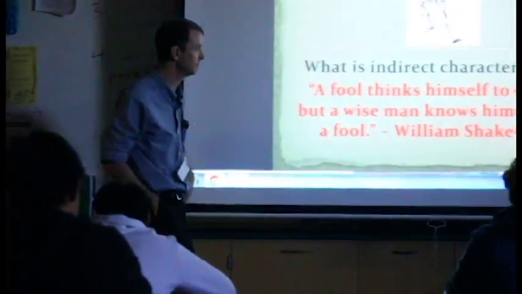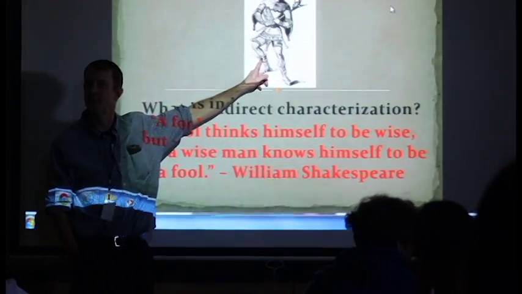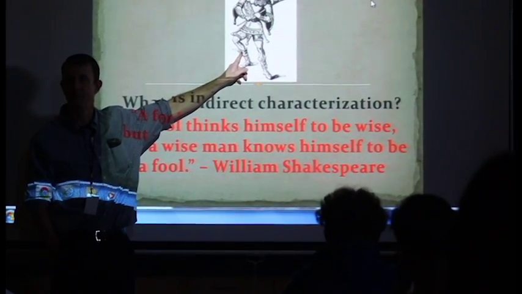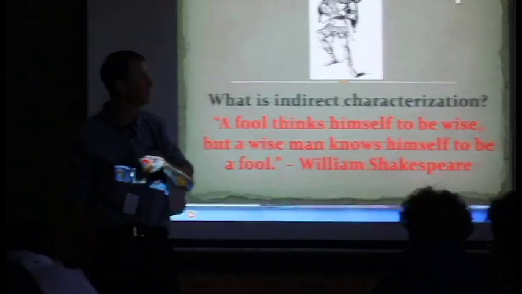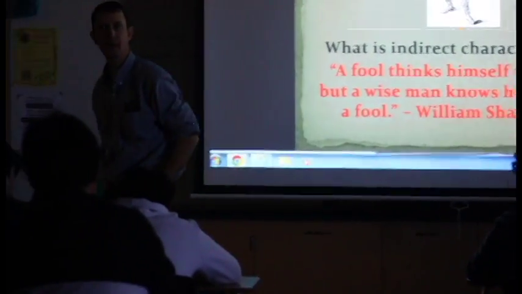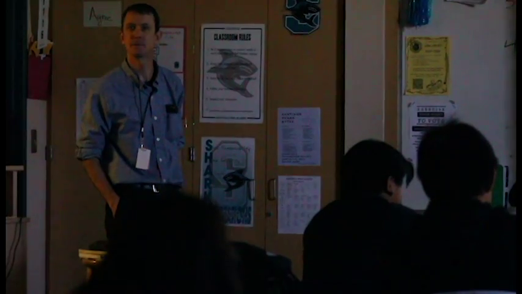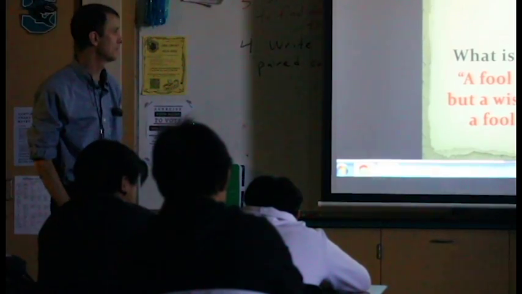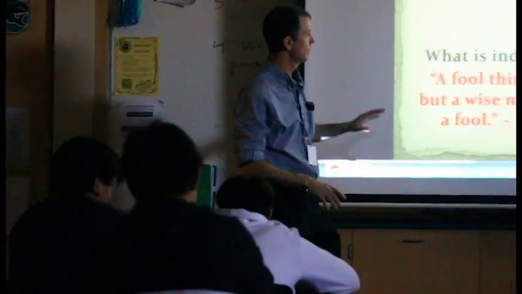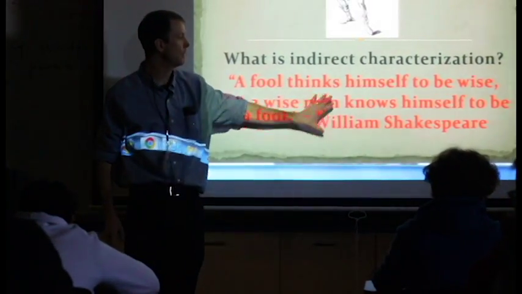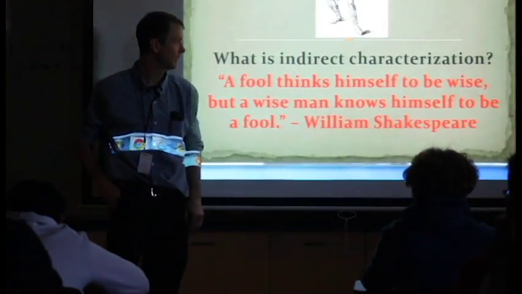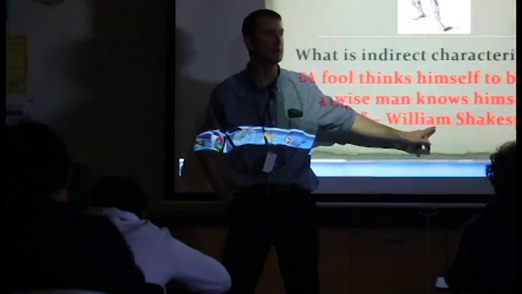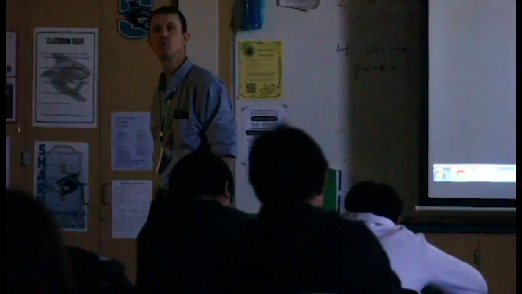Okay, so repeat indirect characterization. Who's this? What archetype? The jester or the fool, the joker maybe? Yes. So, could you read that quote right there? Let's see here. Any volunteers? Yeah. A fool thinks himself to be wise, but a wise man thinks himself to be a fool. Okay, so unlike the direct characterization, what could we infer or guess indirectly based on that quote by William Shakespeare? What could we say about who Shakespeare is as a man?